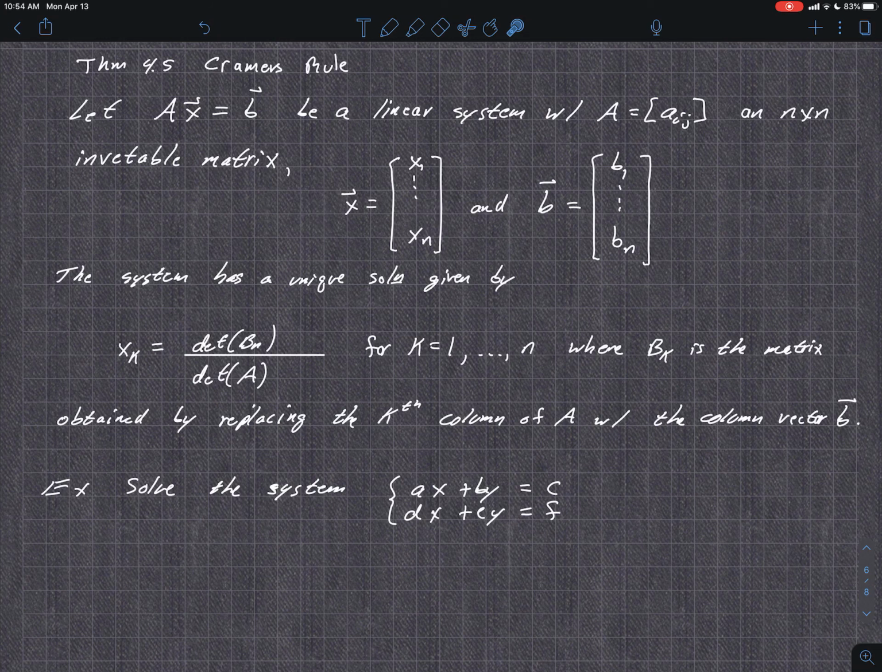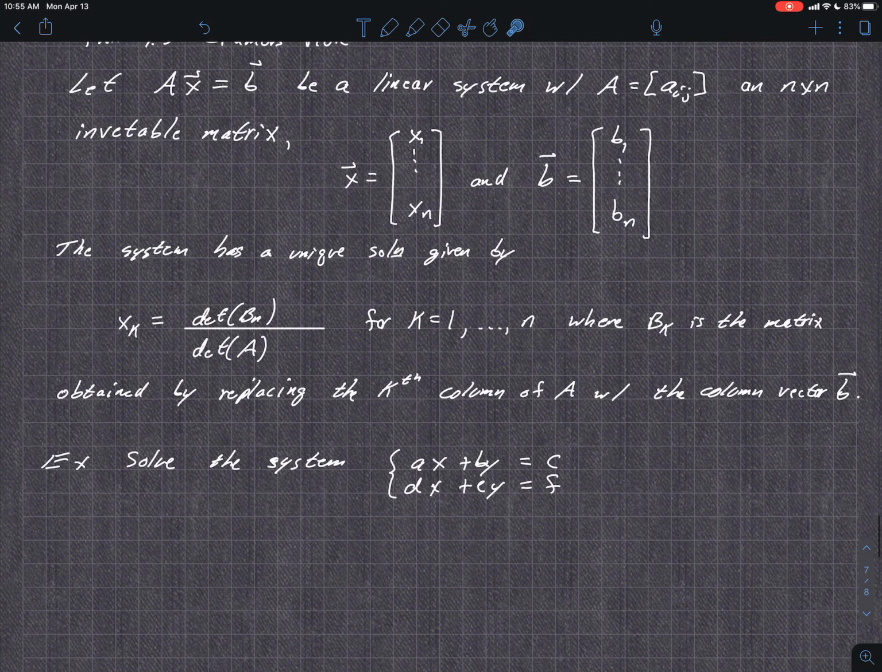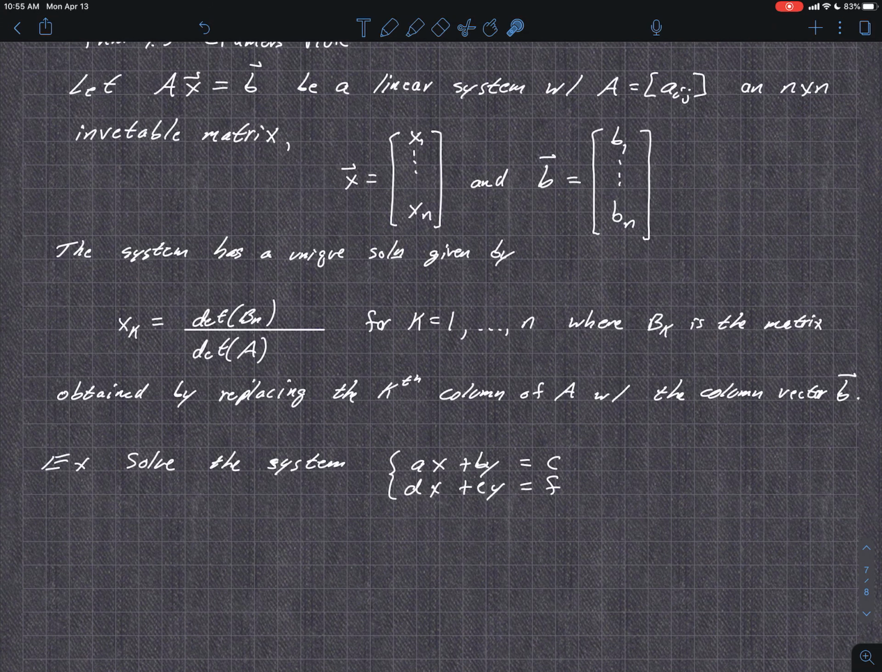Then B is the matrix obtained by replacing the kth column of A with B. So suppose this is like x, y. If this is a y, it would be in the y position. You replace that with whatever column B is. So for my little example down here, it's going to be C, F. That's your B. So let's do this in general for a 2x2 for my example down here.